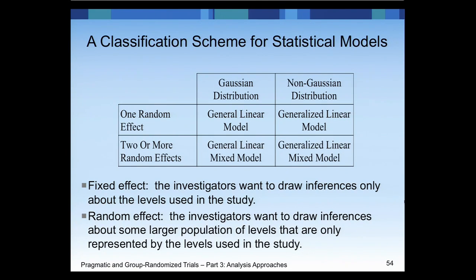The lower right-hand corner is the generalized version. So this would be a mixed model logistic or mixed model Poisson regression. Here we have 2 or more sources of random variation, and the outcome level and sometimes other levels are non-Gaussian in terms of their distribution. We distinguish between fixed effects, where we're only interested in the levels that are used in the study, and random effects, where we're interested in the general population of levels that the levels in our study represent.